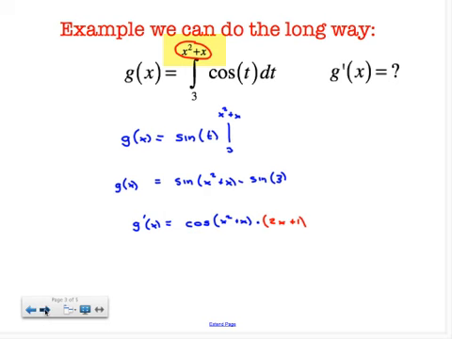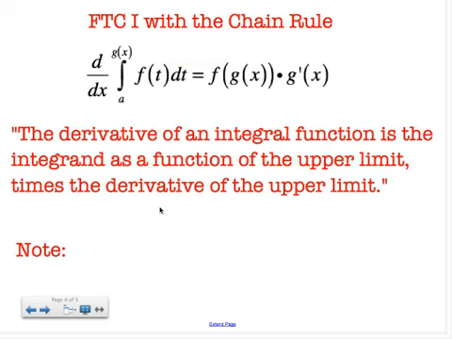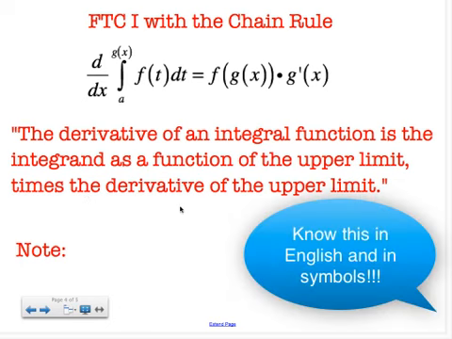So we're going to go back and amend things slightly. Fundamental theorem part 1 with the chain rule would look like this. The derivative of the integral from a to g of x of f of t dt is equal to the integrand, that's f, as a function of the upper limit, so f of g of x, times g prime of x. In English, we'd say the derivative of an integral function is the integrand as a function of the upper limit times the derivative of the upper limit. So we're just adding on a little bit to what we had before.